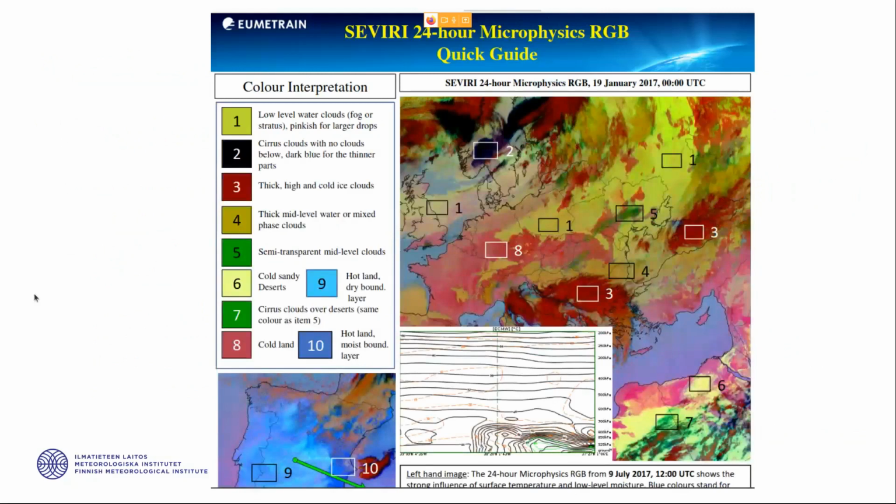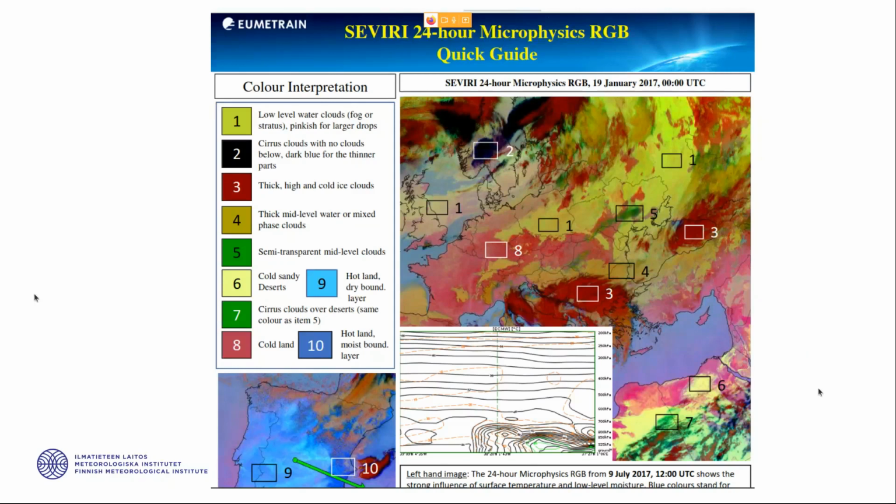I will be using this 24-hour microphysics RGB satellite image produced by Meteosat. This is something that we use very often in Finland because we don't have much visible light during wintertime. So we need to have a satellite product that works during dark time also. This is very commonly used, and maybe this is familiar to most of you, but let's quickly go through the interpretation.